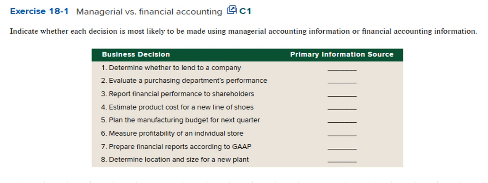Practice problem number 1 for chapter 18, specifically exercise 18.1, determining whether managerial accounting information or financial accounting information is used on each of these business decisions that you see here on the screen.